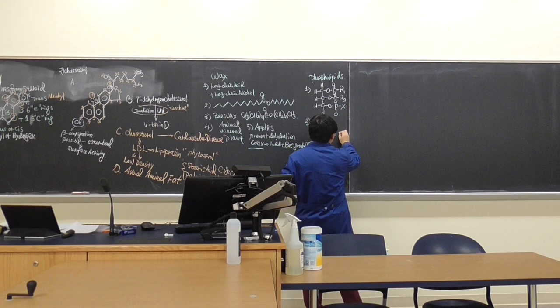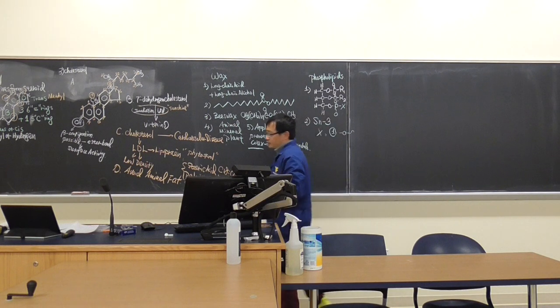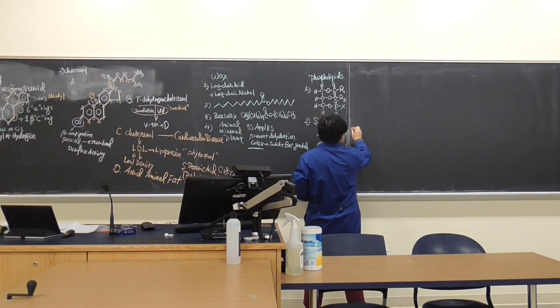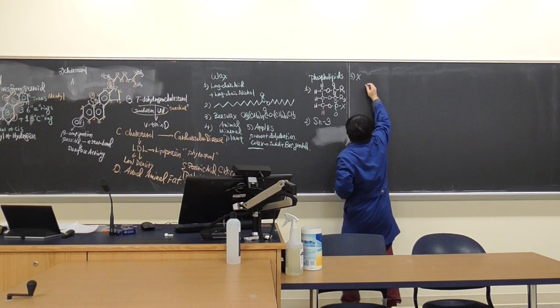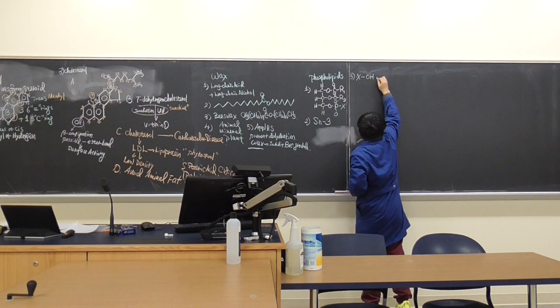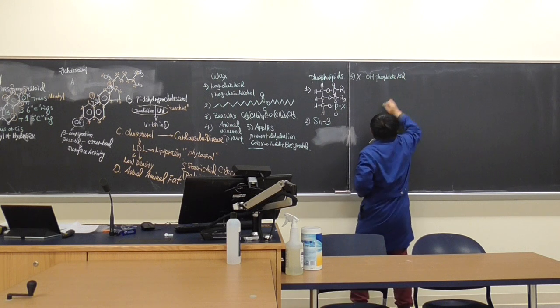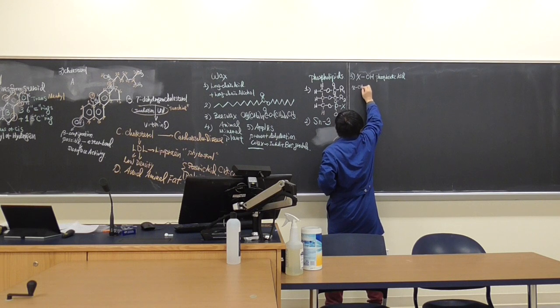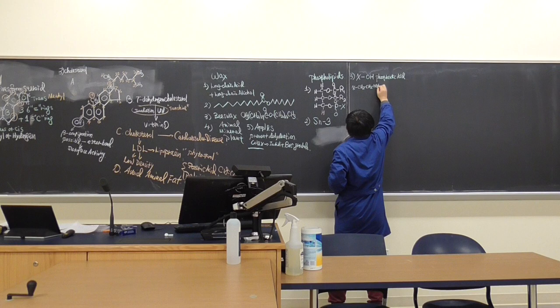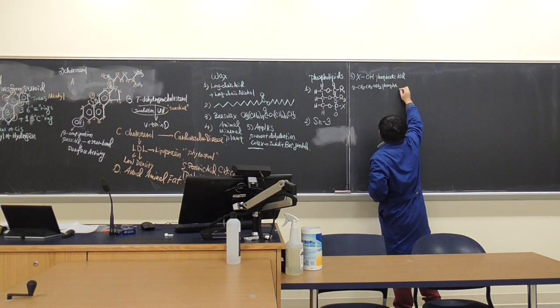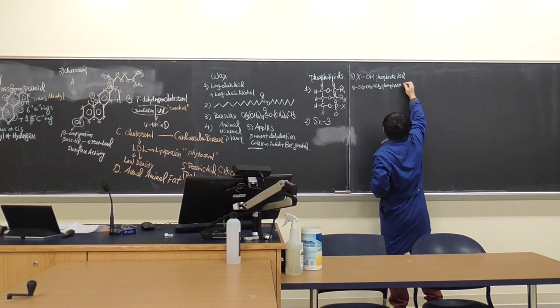If this X is, let's say just very simple, OH, the first example, then this is called phosphatidic acid. If this X side chain is CH2, NH2, this is called phosphatidylethanolamine.